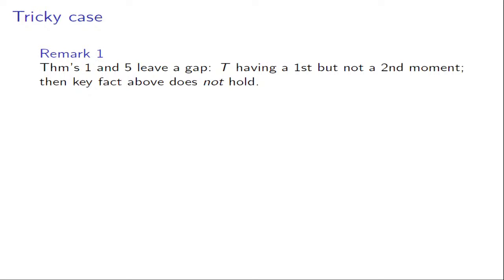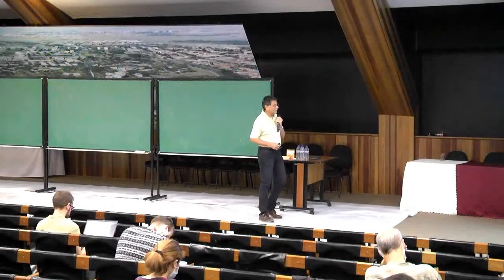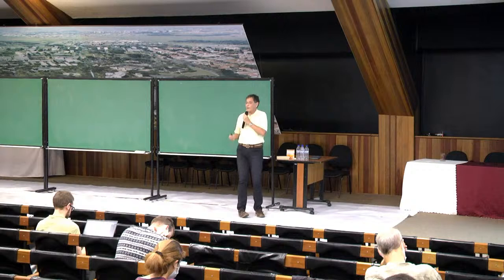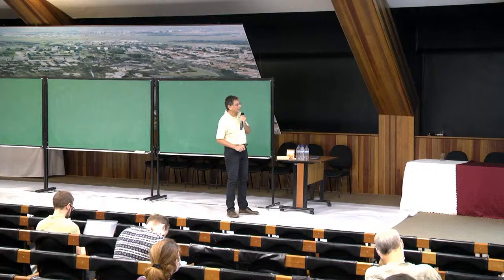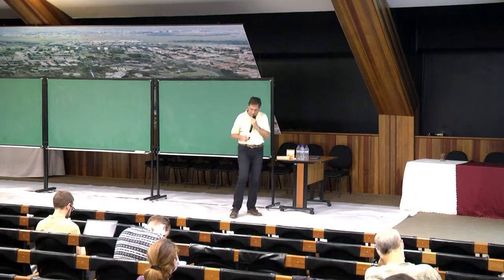But there's a gap. In the result for survival for all lambda, the condition was that the first moment was infinite. For survival probability 0 at some small positive lambda, we need a second moment. So there's a gap, and the gap is when T has a first moment but not a second moment.